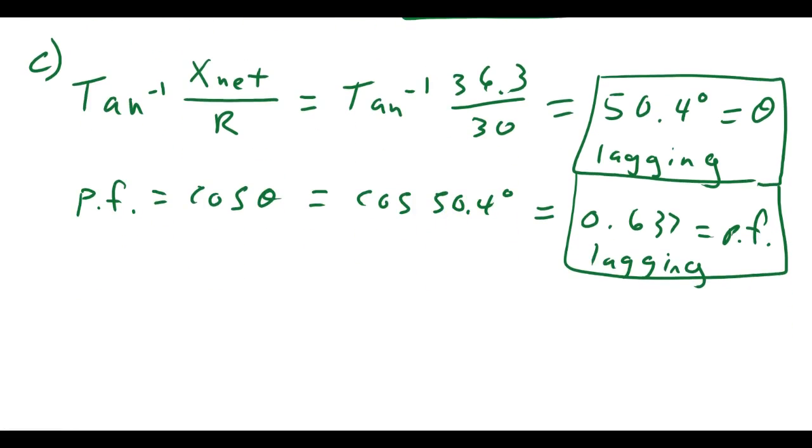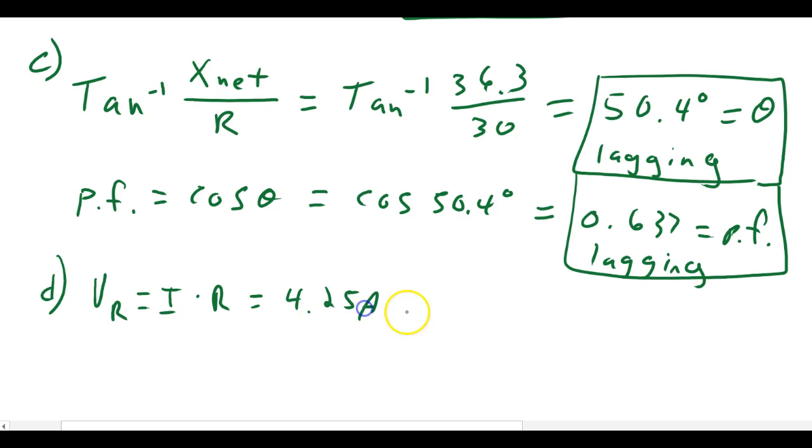And so for part D then, using Ohm's law, VR equals I times R gives us 4.25 amps multiplied by 30 ohms, and so VR is 127.4 volts.